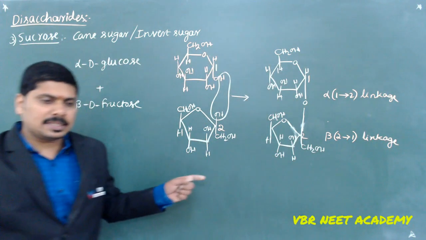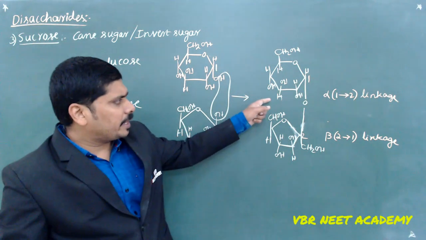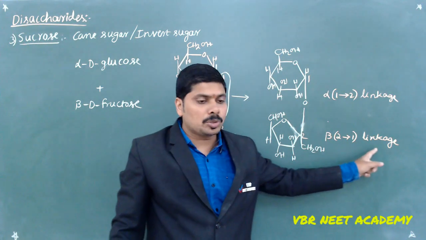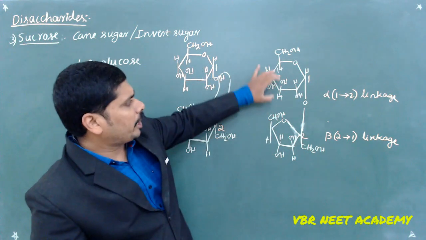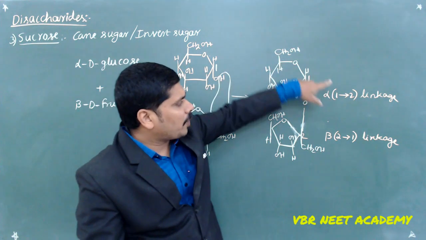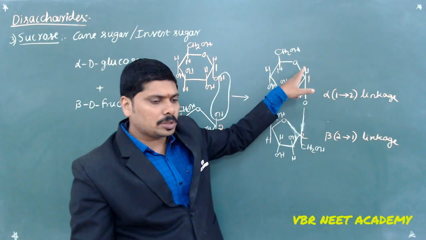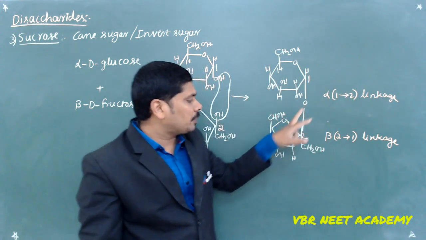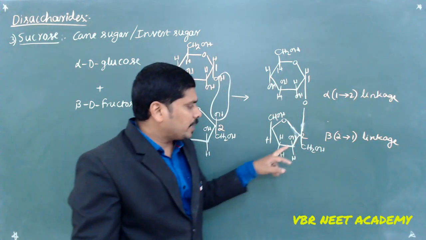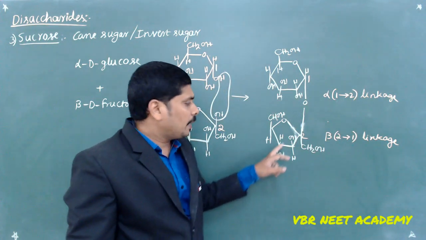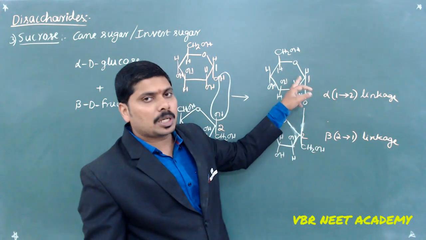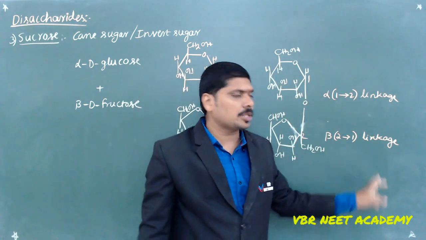I hope everyone can understand. Students, it is going to be alpha 1-2 linkage and this is going to be beta 2-1 linkage. In terms of alpha D glucose, the first carbon of the glucose is linked to the second carbon of the fructose, and that is called alpha 1-2 linkage. Whereas with respect to beta D fructose, beta 2 of fructose is linked with the first position of glucose. That's why I can write it as beta 2-1 linkage.